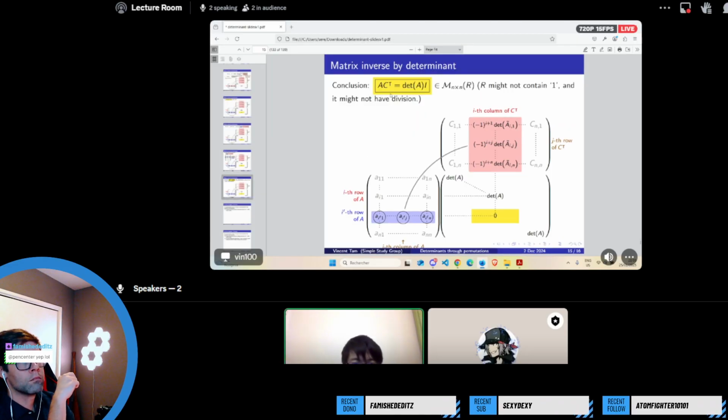So the conclusion is that A C transpose equals determinant A, this is a number in R, times I. Sorry, A C transpose is equal to determinant of A times the identity matrix. And here the identity matrix has 1, but when we multiply it with determinant A, since determinant A is a member of R, the 1 here will be absorbed by determinant A, so that this matrix is still a square matrix on elements of R.